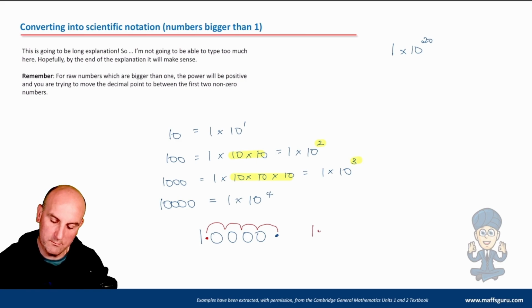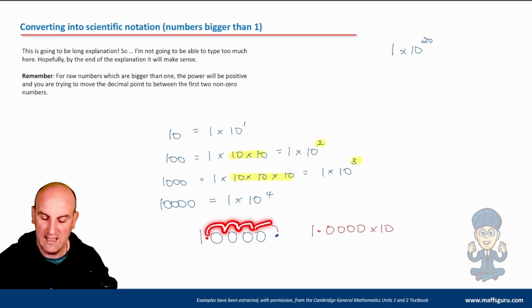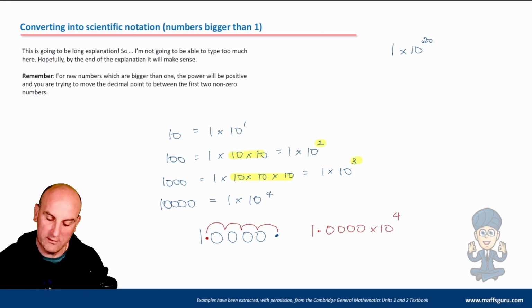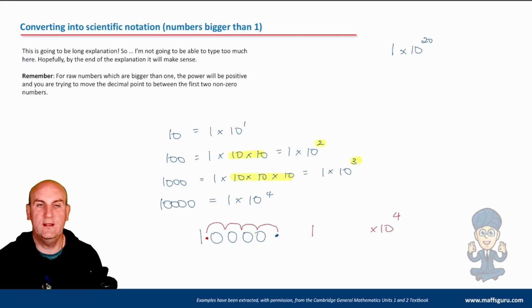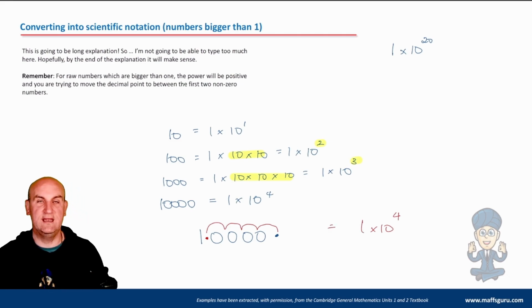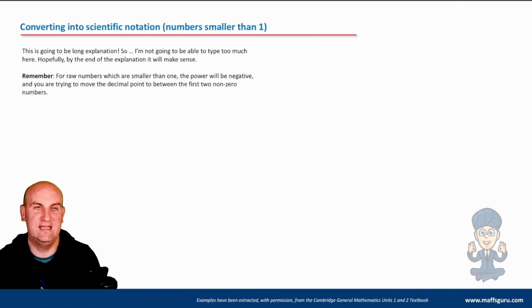So we want it to be 1.0000. We're going to write times 10, because the reason we're writing this times 10 is we've got to tell people how many places it's moved. And because it's moved 4 places, we write times 10 to the 4. Now, again, because we've got a decimal number here with all my zeros after my decimal point, I don't need it, and so I can effectively write this as 1 times 10 to the 4. Whoa! So scientific notation is basically that.